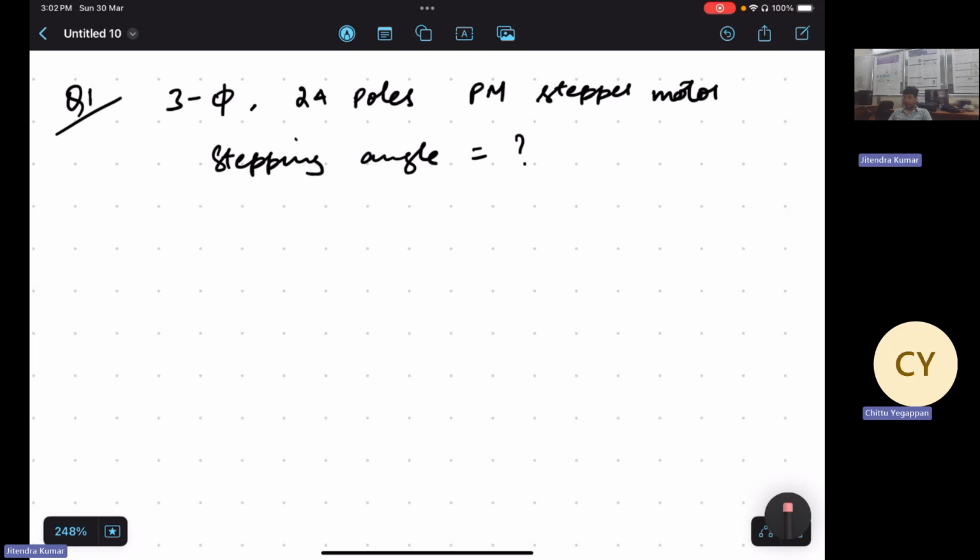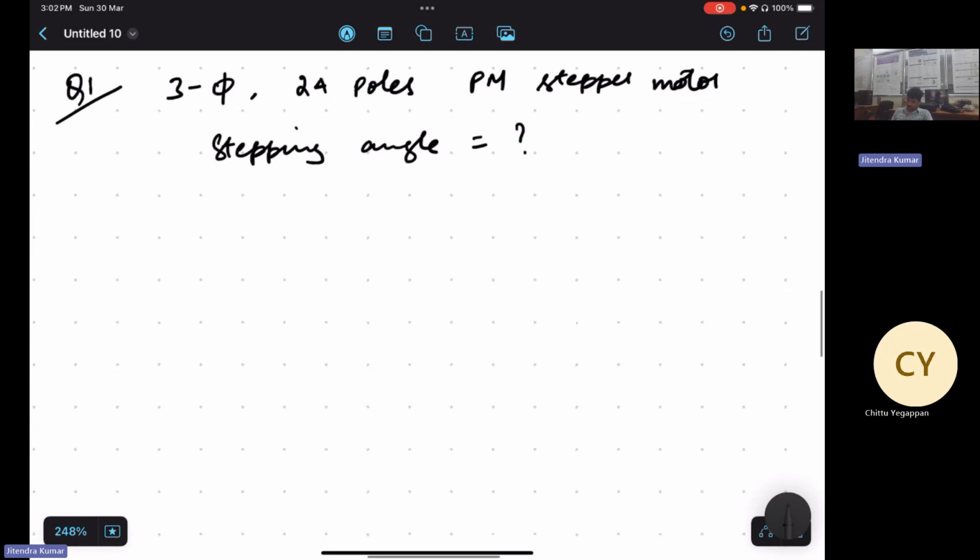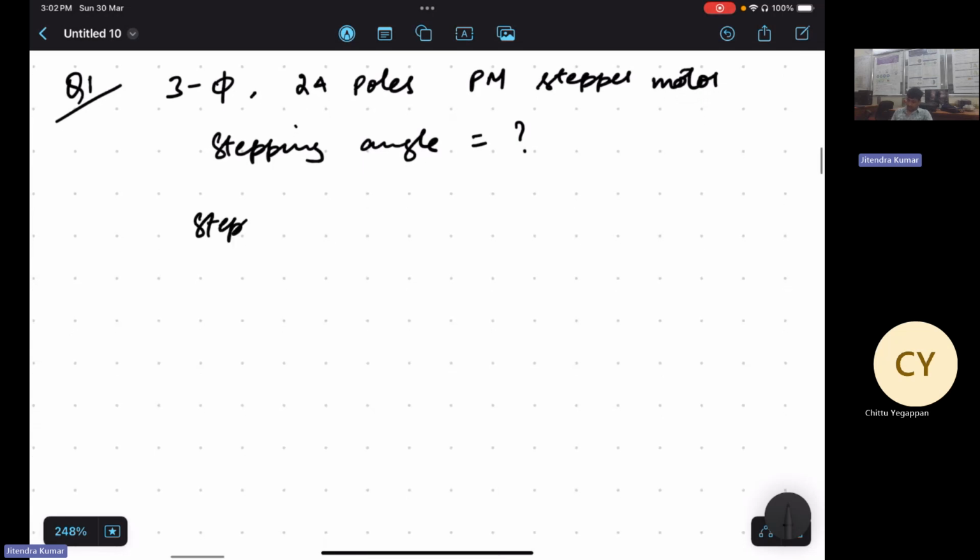Sir, for each and every pulse given, the rotor will rotate by a specific angle for each step. That is called the step angle. Exactly. So what should be the expression for the stepping angle?